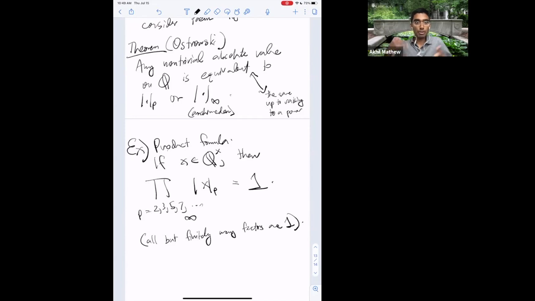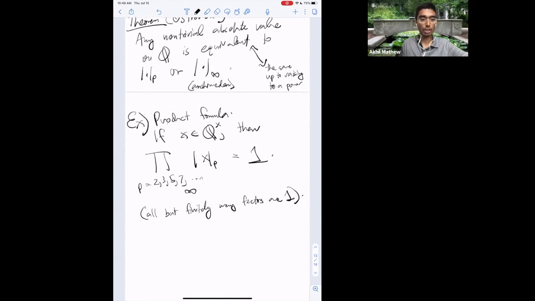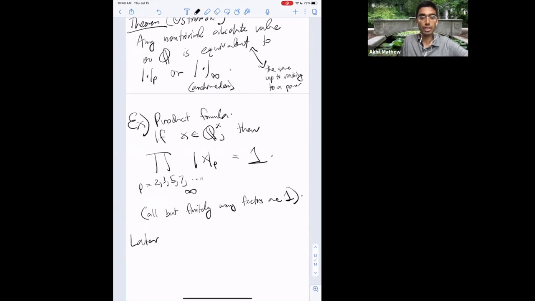But there are also other instances of this type of philosophy. So probably in Justin's lectures, we'll see that quadratic reciprocity can be formulated as a similar product formula over all primes and infinity. Each of the products at each p is going to be defined on the p-adic numbers, or on the real numbers if p is infinity.